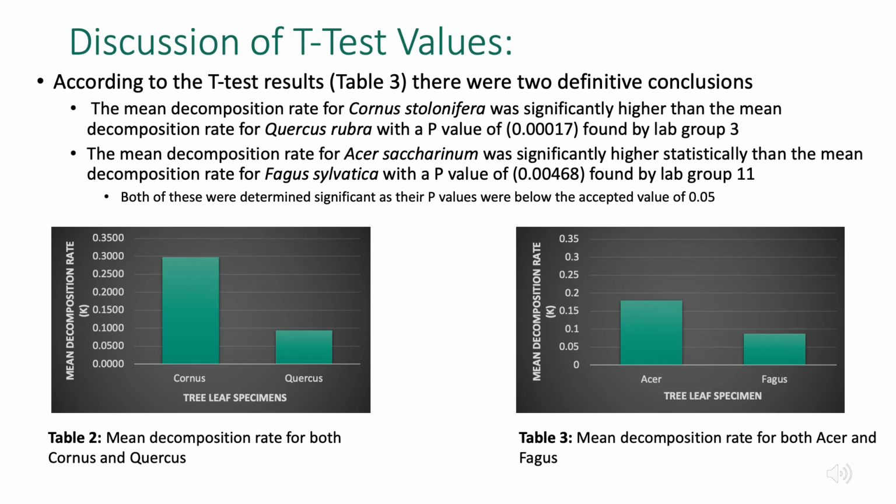The following figures present the average decomposition rates between the two groups of specimens that were determined to have a statistically significant relationship between their average decomposition rates, determined using the t-test. From the t-test, we could conclude that Cornus stolonifera, or red dogwood, decomposes at a significantly faster rate than Quercus rubra, northern red oak, and Acer saccharum, or silver maple, decomposes at a significantly faster rate than Fagus sylvatica, European beech.